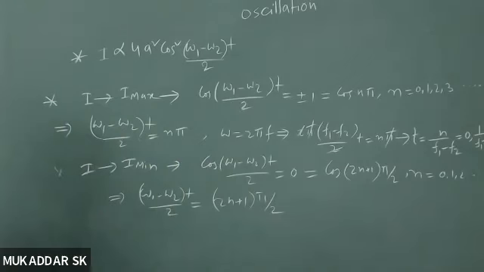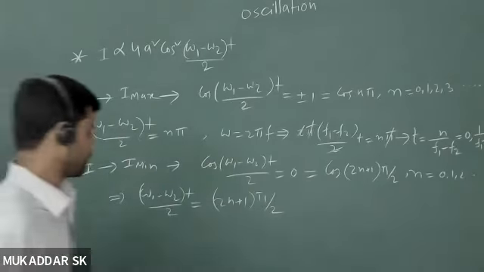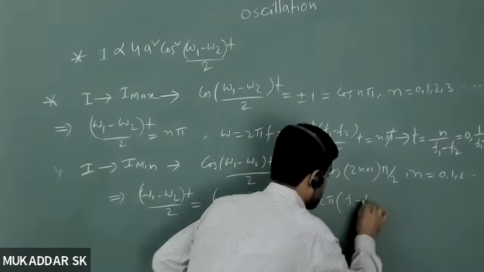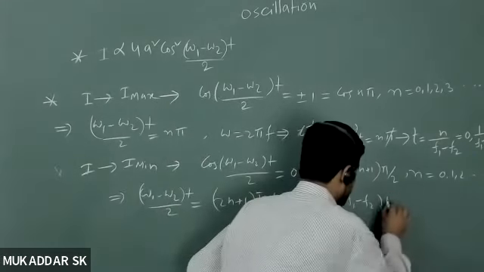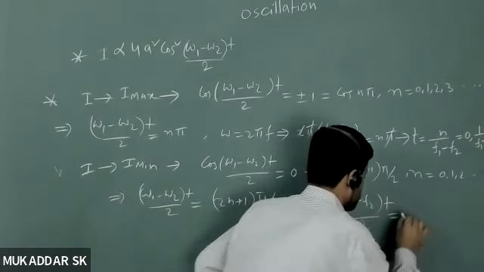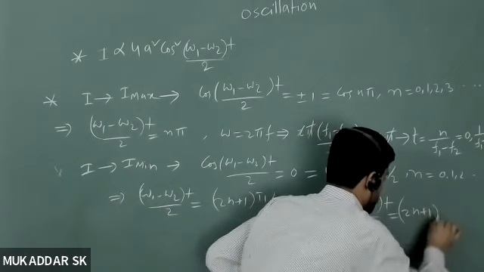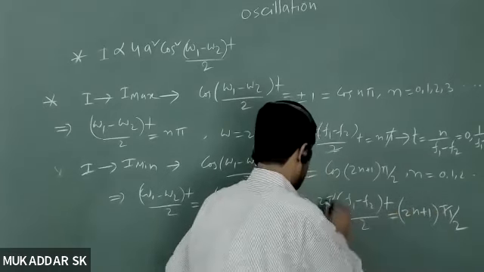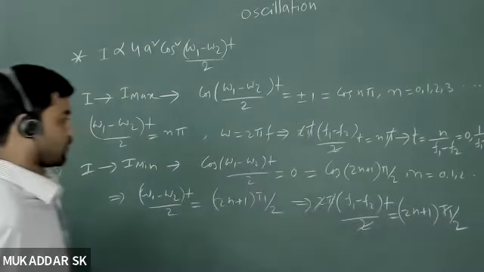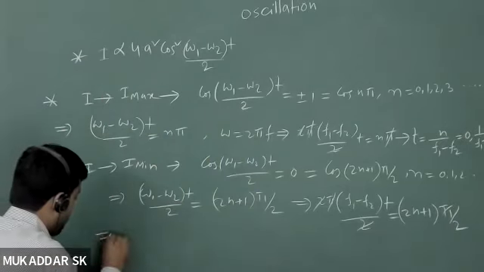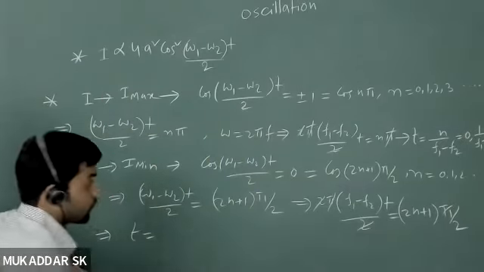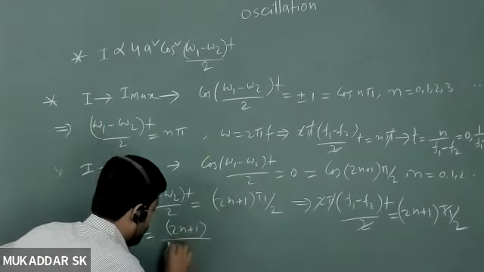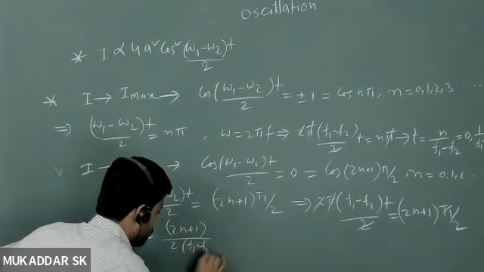Okay. Again, I'll write omega in terms of f, so it will become 2 pi (f1 minus f2) into t divided by 2, that should be equal to (2n plus 1) pi by 2. So this 2 pi will be cancelled, 2 will be cancelled, right? So it means t will be how much? t equals (2n plus 1) by 2 into (f1 minus f2).